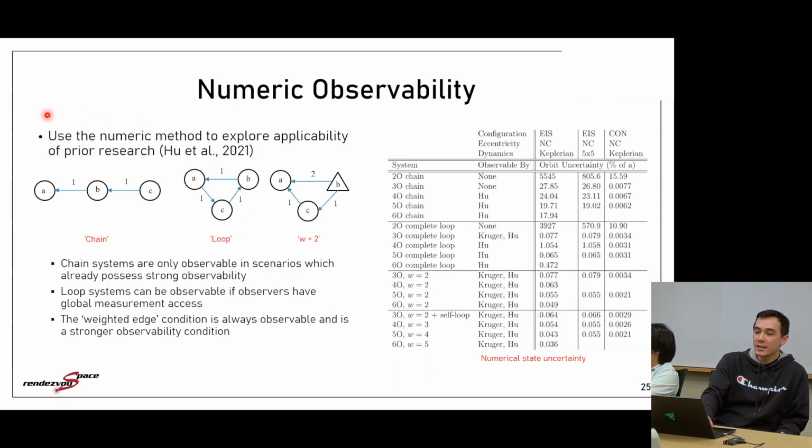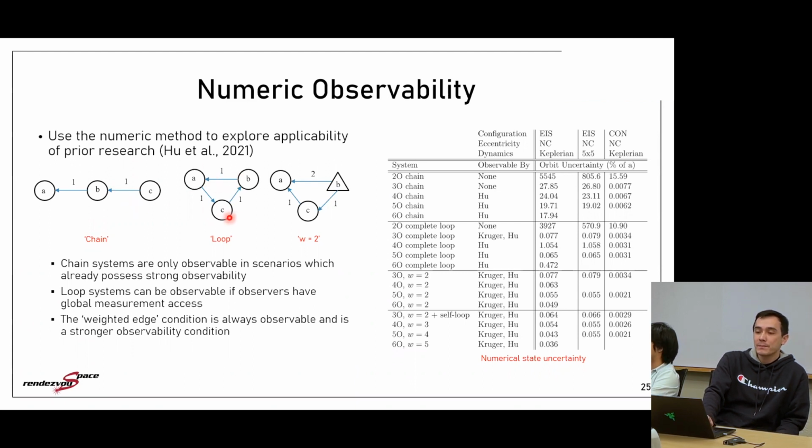So the second result here is we can use the numeric method to explore the applicability of prior research. On the left here are 3 types of systems that were suggested to be observable by some prior work. We have these chain graphs, where basically each observer is looking and estimating the state of the observer ahead of it in a chain.